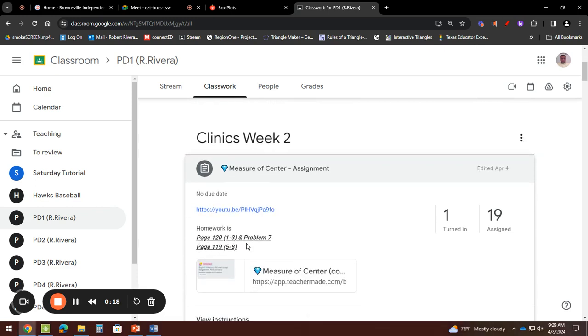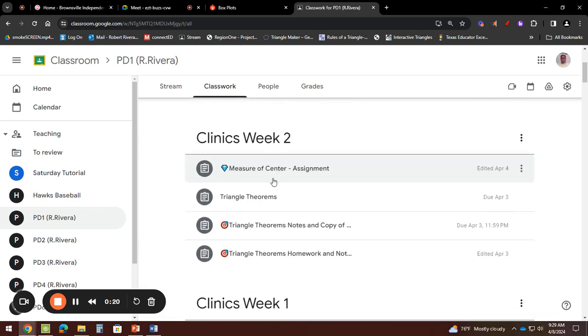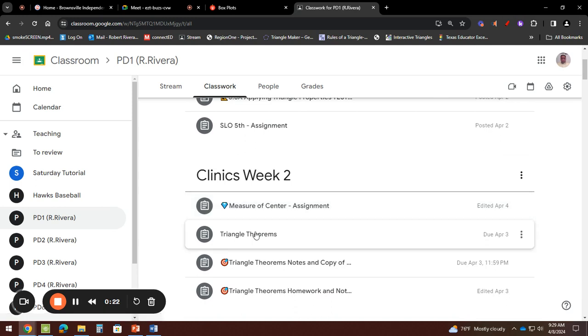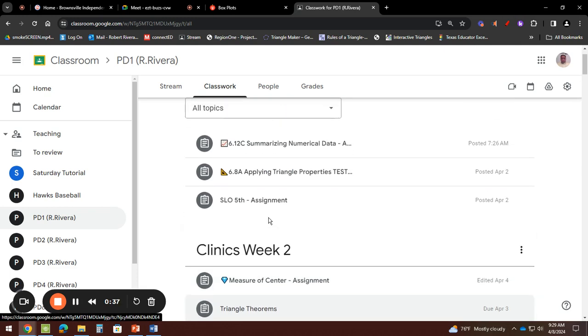That homework is already pending. There's also the triangle theorems homework that's going to be pending. All those homework assignments are going to be entered during tutorial. So you need to show up either Monday, Tuesday, Wednesday, or Thursday. Oh, Thursday is probably not going to be tutorial because I have a STAAR meeting, but we'll find out later.